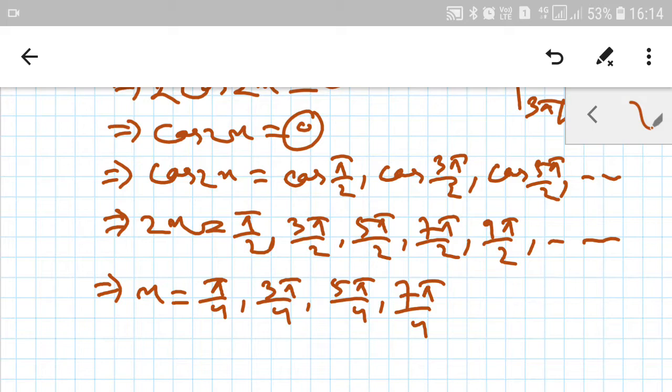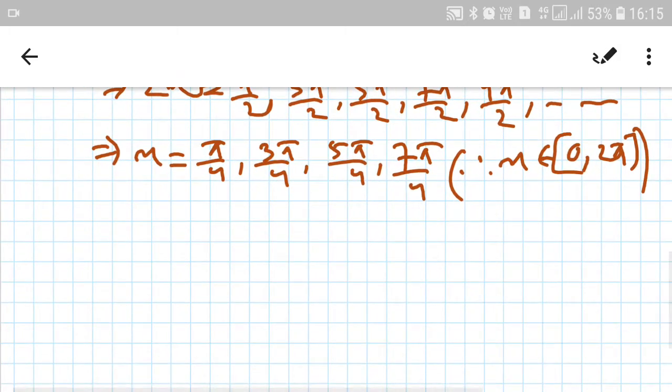Now I will restrict myself here because my x is given from 0 to 2 pi. That is why I have to restrict my values from this point to this point. Now let us do the rest of the things.